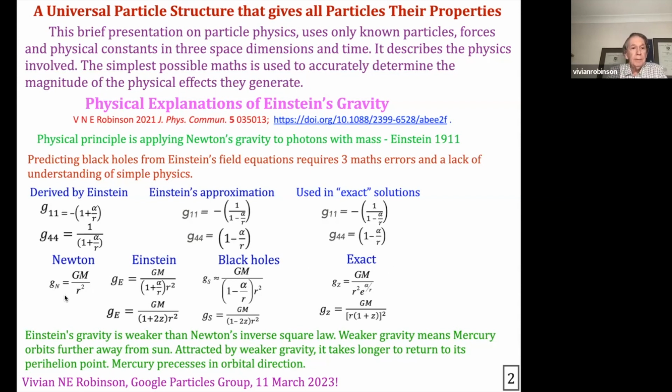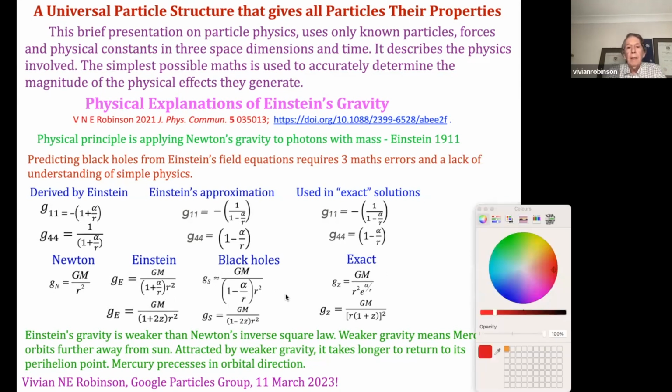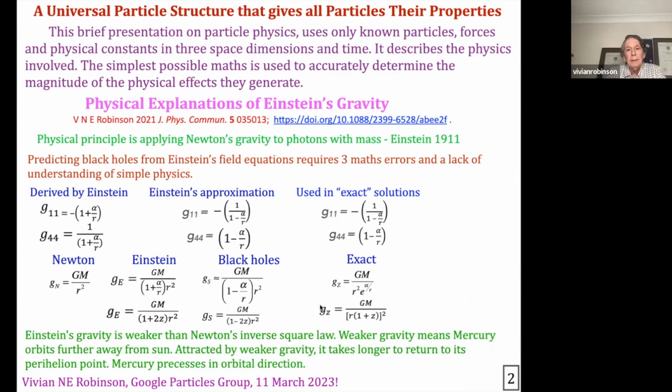When you go through it all, you can get four metrics out of it. Newton's metric, Gm over r squared. The exact solutions to Einstein's field equations become Gm over 1 plus alpha over r times r squared. Black holes, one is called 1 minus alpha over r. The exact solution to his physics, I call it Gz for redshift, Gm over r squared e to the alpha over r.